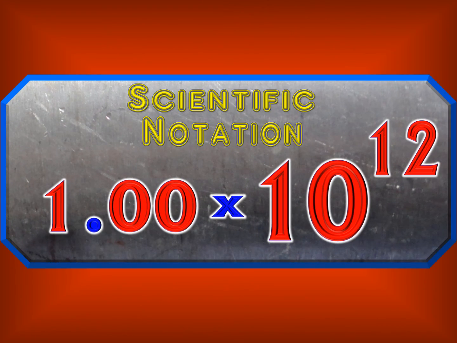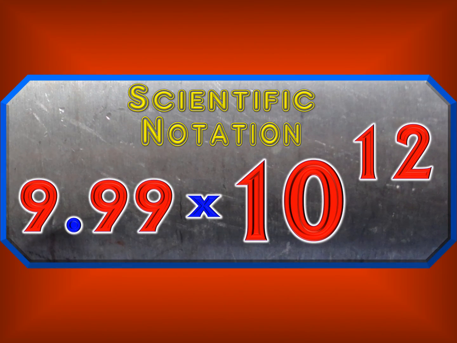So the smallest number you're ever going to have in scientific notation, at least for the first portion, is going to be 1.00. You're never going to have anything less than 1.00 for your first portion. And then it's going to be times 10 to some exponent. That could be anything. Okay?